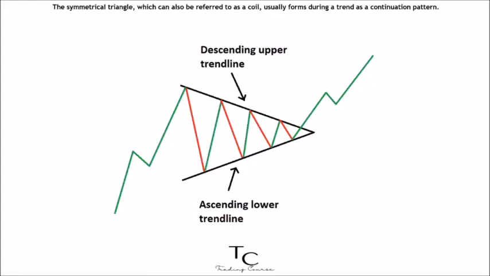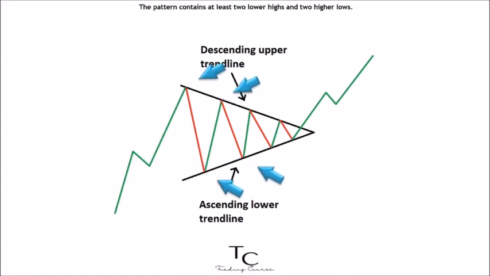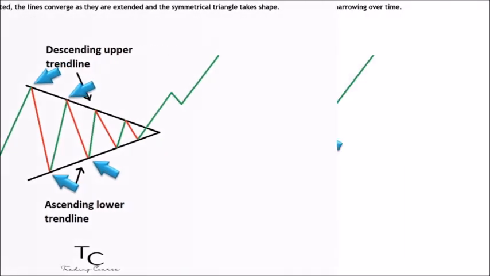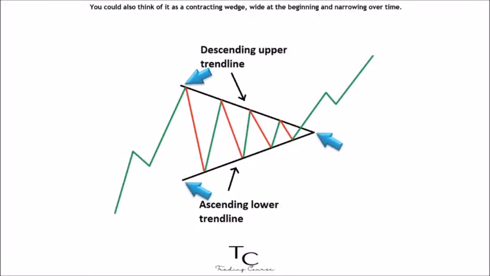The symmetrical triangle, which can also be referred to as a coil, usually forms during a trend as a continuation pattern. The pattern contains at least 2 lower highs and 2 higher lows. When these points are connected, the lines converge as they are extended and the symmetrical triangle takes shape. You could also think of it as a contracting wedge, wide at the beginning and narrowing over time.